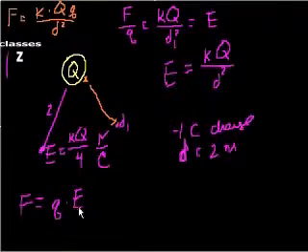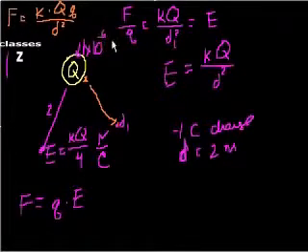So let me put some real numbers here. It's going to be a really large number, but let me pick a smaller number. Let's say this is 1 times 10 to the minus 6 coulombs, right? If that's 1 times 10 to the minus 6 coulombs, what is the electric field at that point?